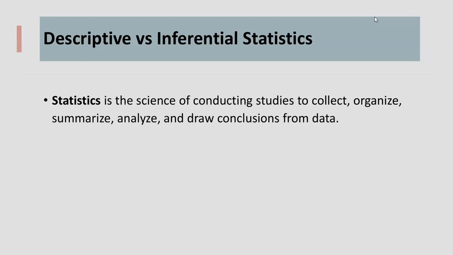So one of the topics covered is the difference between descriptive versus inferential statistics. And so I started out here with just the definition from your textbook of statistics. Based on your textbook, it is the science of conducting studies to collect, organize, summarize, analyze, and draw conclusions from data. So what I hope y'all see from the definition is that statistics actually encompasses a lot of different functions, a lot of different actions and activities.